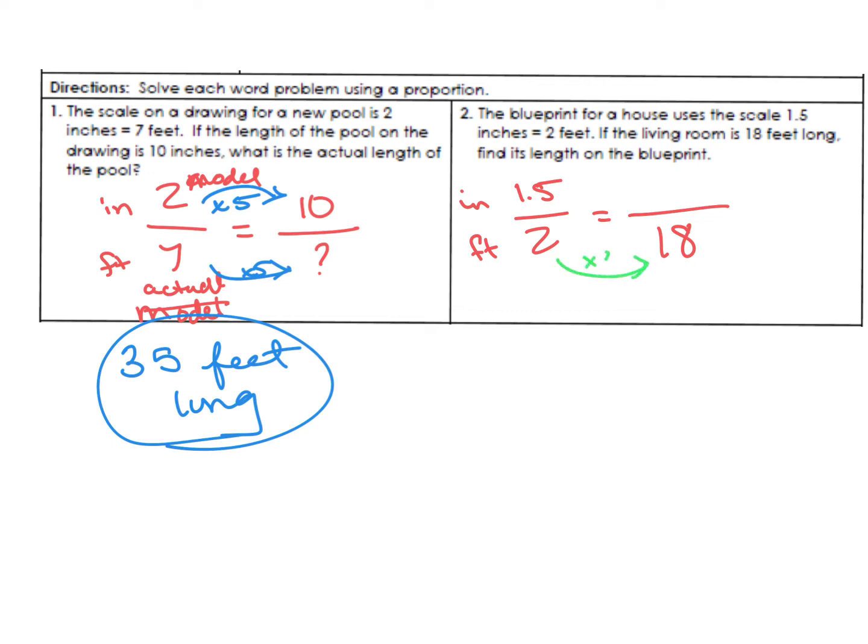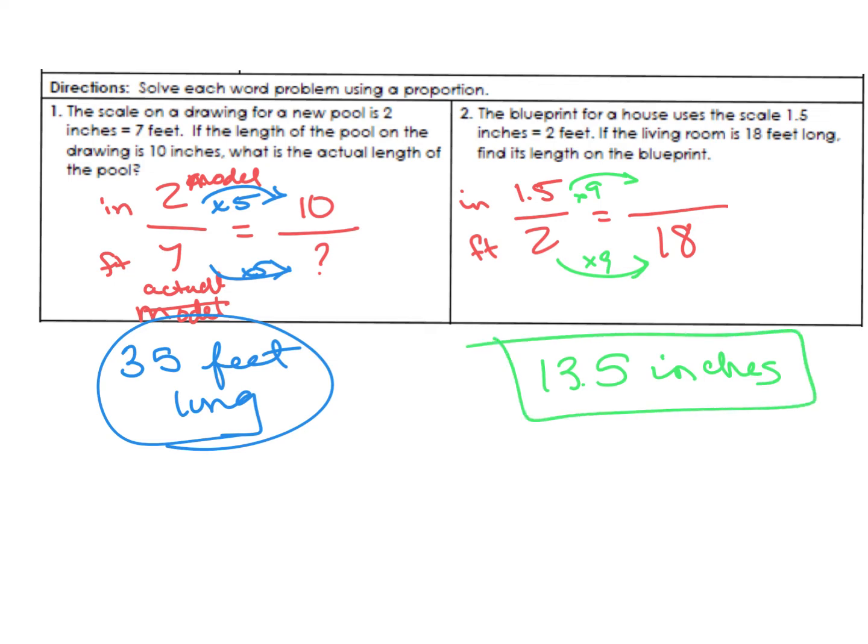And again, I'm going to go easy. 2 times 9 is 18. So 1.5 times 9 gives us 8. Whoops, sorry, I read the wrong answer. Let's try that again. 1.5 times 9 is 13.5 inches. Sorry about that. There we go.